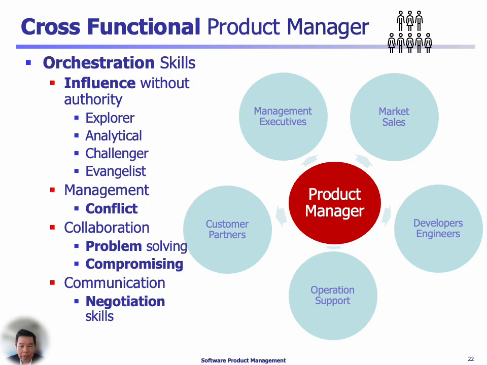Let's look back at the communication requirement. You need to be able to communicate with various groups of people: the marketing group, the management group, the customers, the operations group, the developers, the engineers themselves. So you need to have orchestration skills. You need to be able to balance and trade off between one another. It's easy to say yes, but it's difficult to say no. When you say yes to one group, you might have to say no to another group.